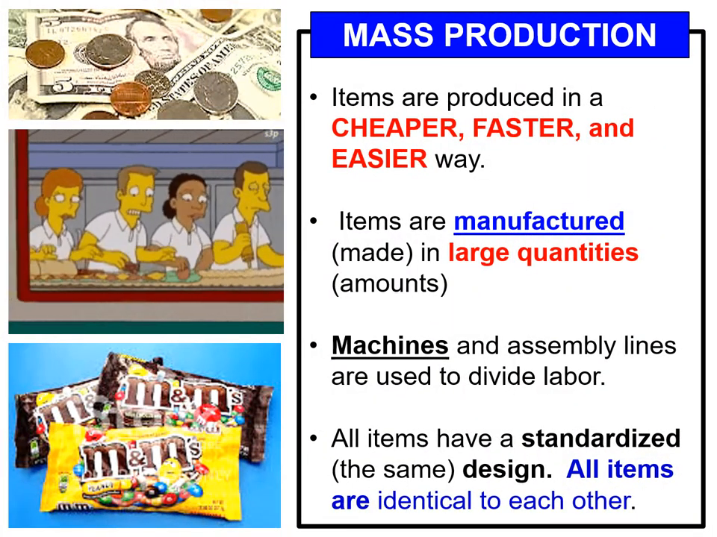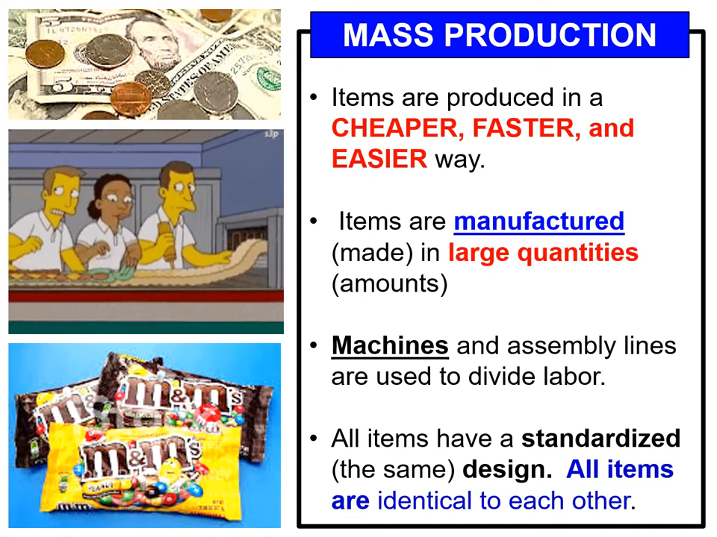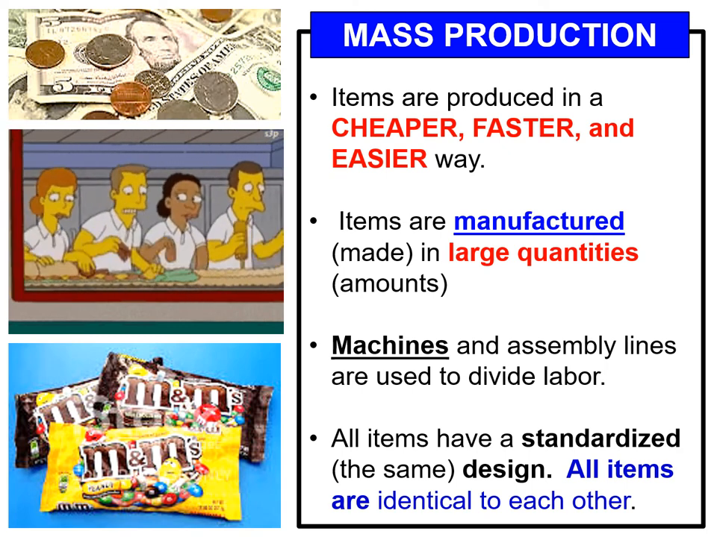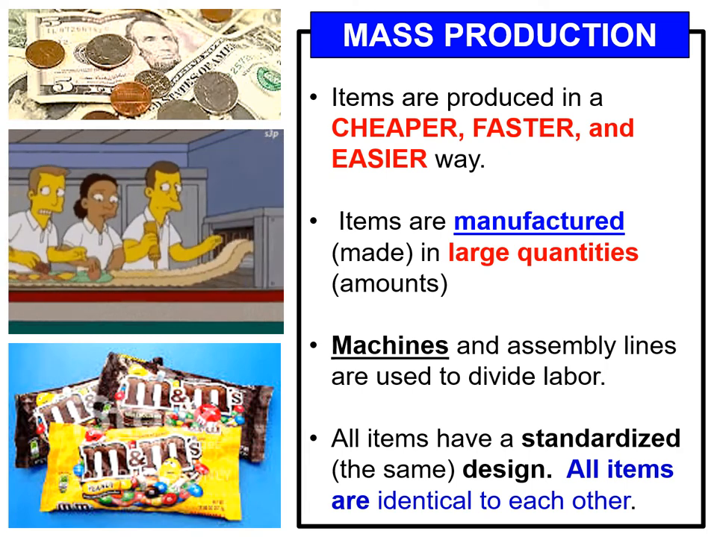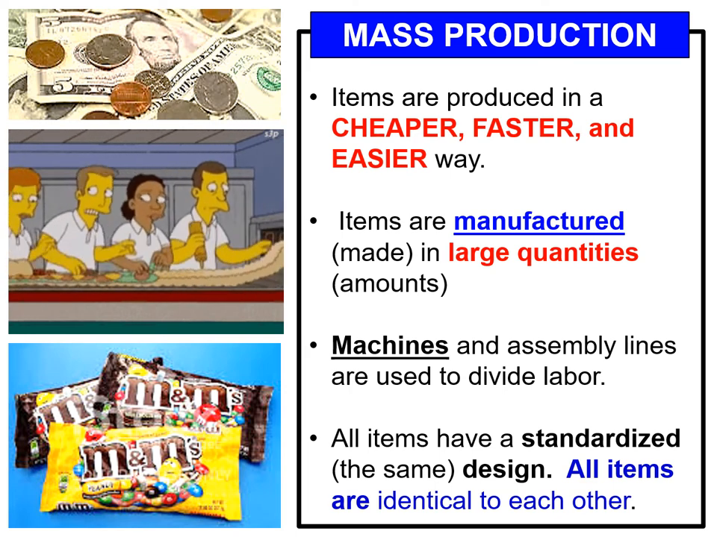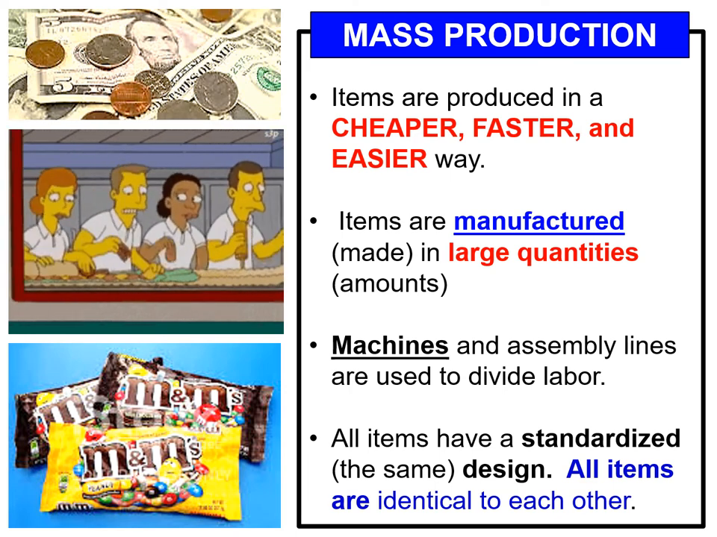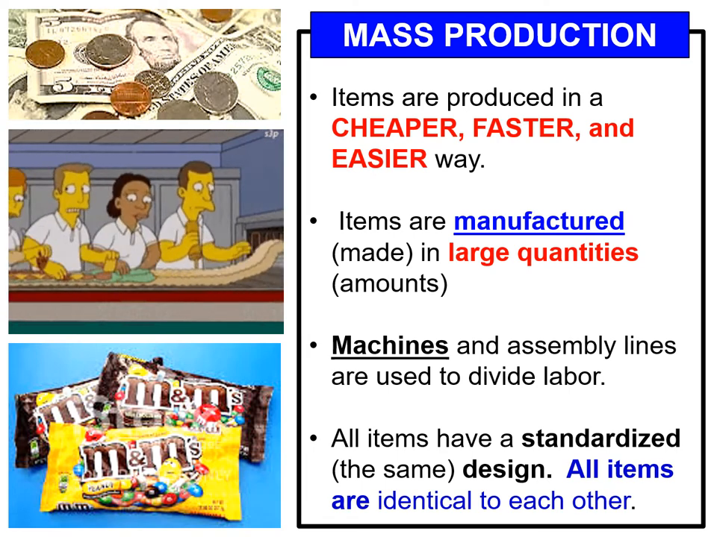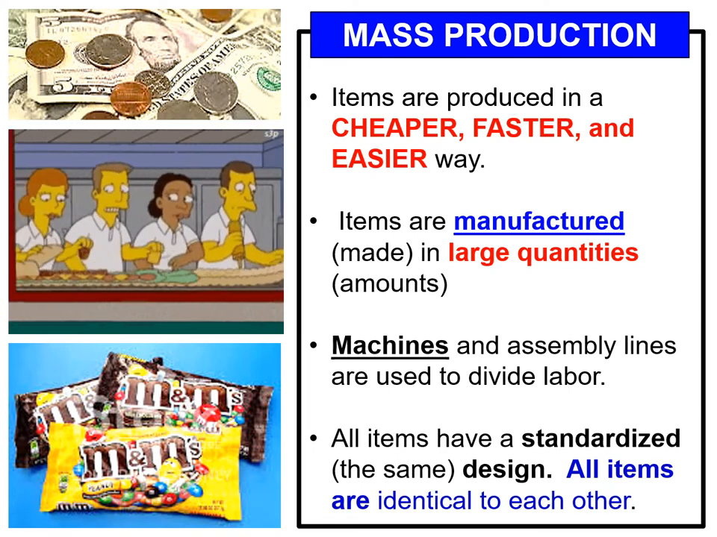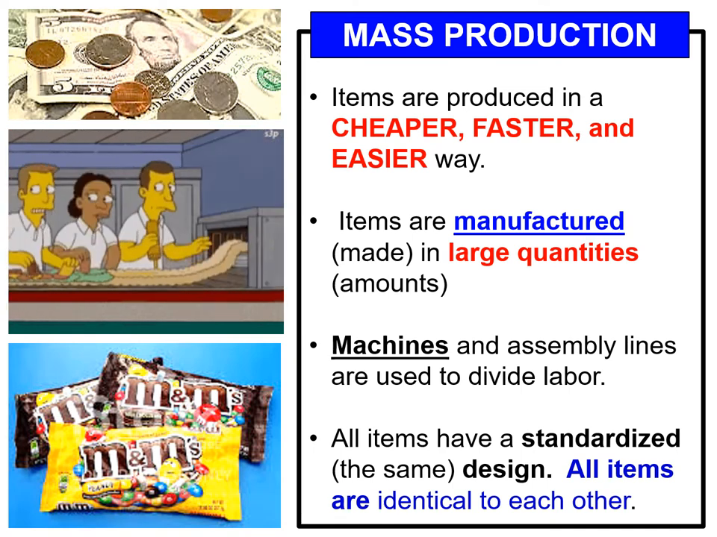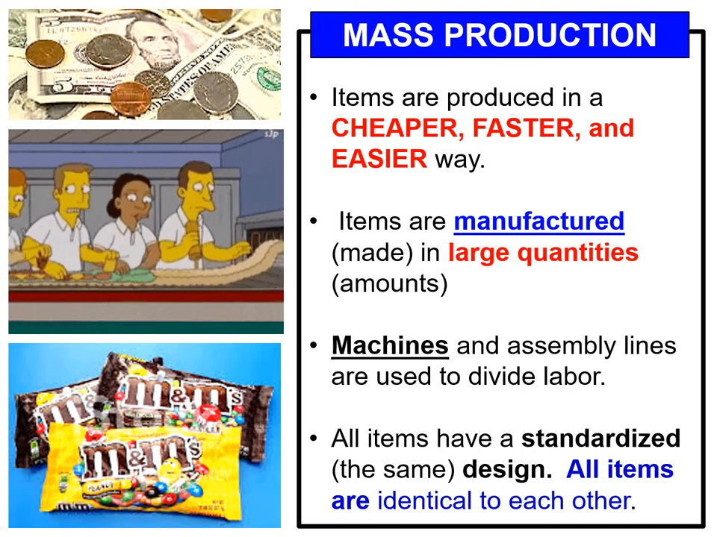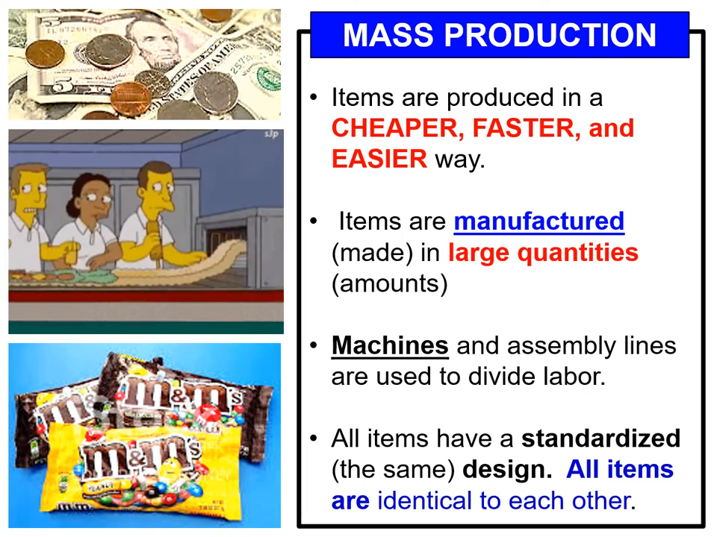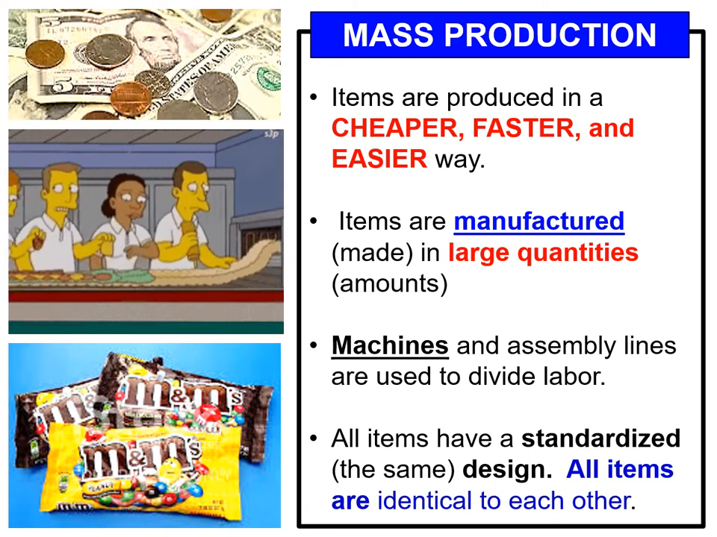To understand the Industrial Revolution, we have to talk about mass production. Mass production is about producing or making an item cheaper, faster, and easier. When you think of mass production, let those three words come into your head: cheaper, faster, and easier. This is what the machine is going to allow the workers to do: build a product cheaper, faster, and easier.